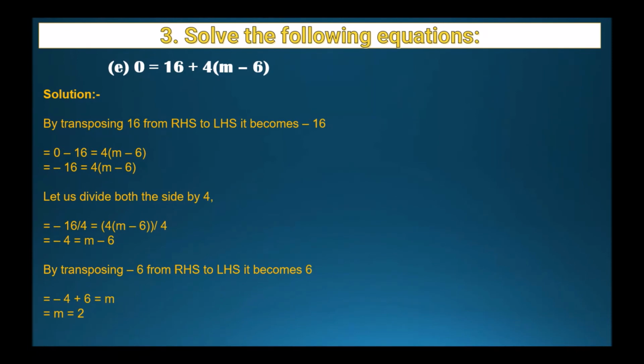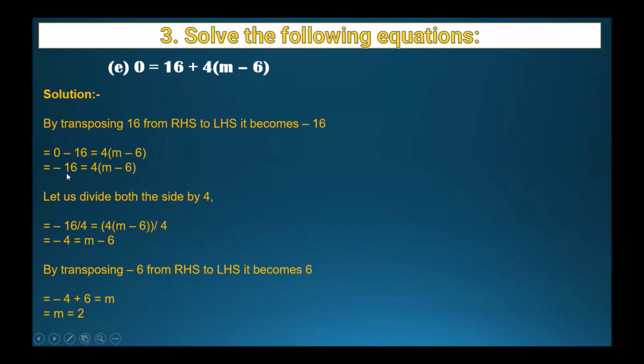Next, 0 equals 16 plus 4(m minus 6). Now we will bring this 16 to LHS side. So plus 16 will become minus 16. So minus 16 equals 4(m minus 6).